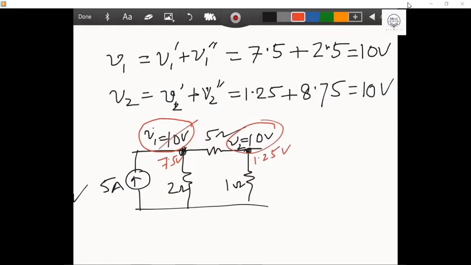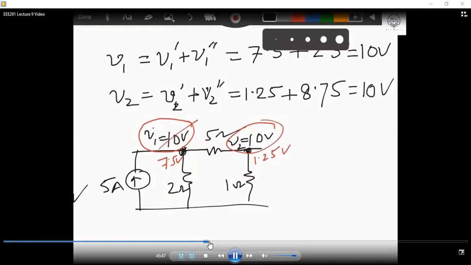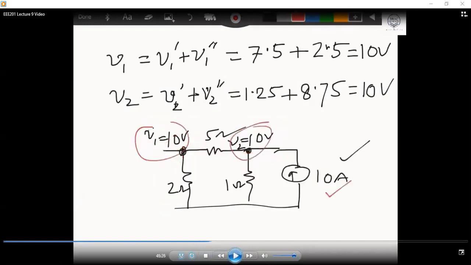And with another source, if you go back to the previous one, I'm going to redraw that. Okay, 10 volt here. Now, all of you look at it. Give me the answer. If this time 10 ampere is working and the 5 ampere source is taken off, then will it still be 10 volt, 10 volt? Yeah, raise your hand.